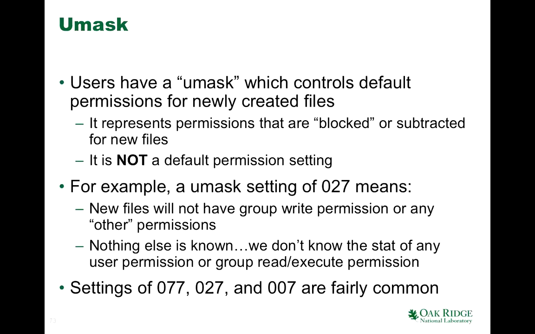Settings for the UMask that are pretty common, you'll see 077, which basically means nobody other than the user will have any kind of permission set. 027 is a fairly common, fairly permissive setting. It lets you share things with other members of your group, but they won't be able to write over your files. And 007, pretty common as well.